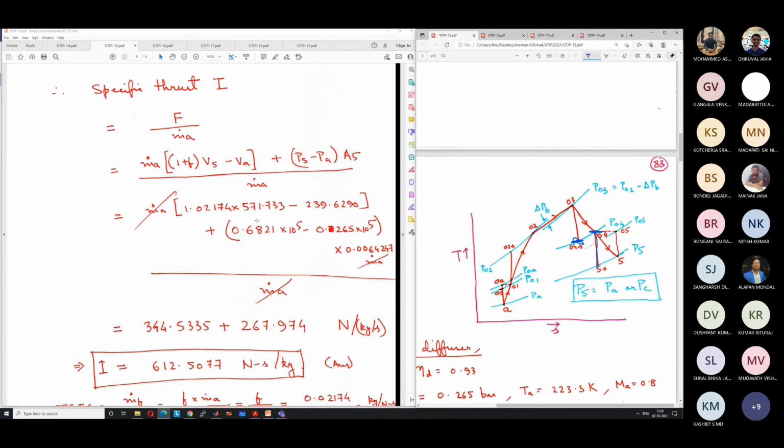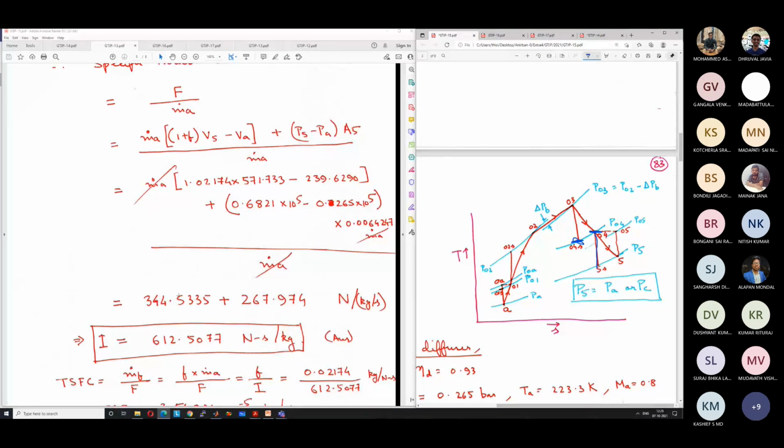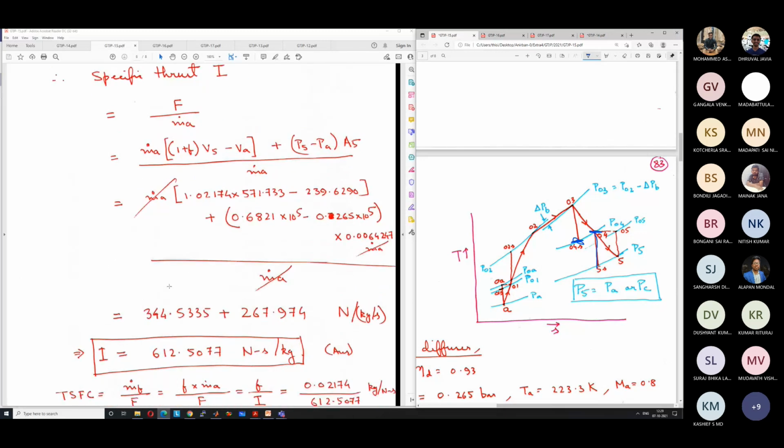So once you plug in the values, you get this. I have shown it separately just to show you what is the extent of the specific thrust from the change of momentum and what is it from the change of pressure. So 344.5335 Newton per kg per second, that is, per kg per second of mass flow rate. So per unit mass flow rate, 344.533 Newton of thrust is generated due to the change in momentum.